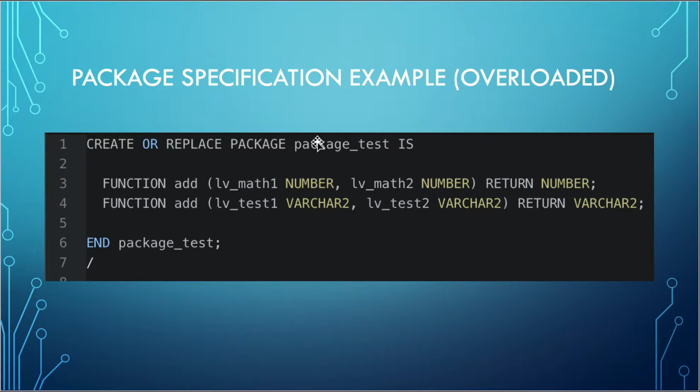So we have a package called package test. We're overloading the function add. The first implementation will have two numbers, and the second implementation will have two string values, and then we're obviously returning either a number or a string value.